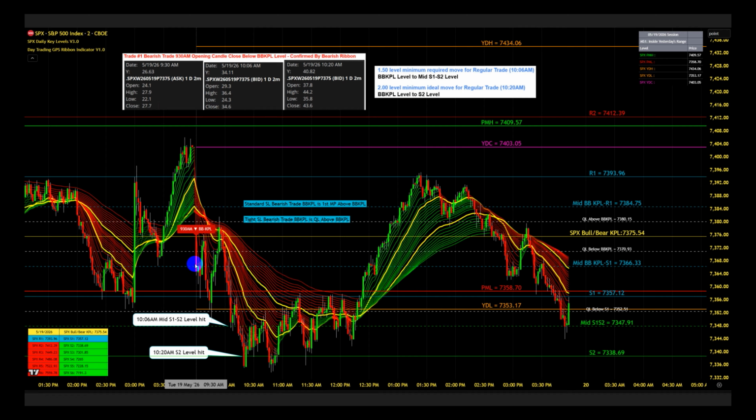Candle close. Now we just don't go off of the candle close by itself. The candle closing below the bull bear key price level is a bearish entry alert. However, we're also requiring confirmation from the ribbon indicator. And in this case, we have confirmation from the ribbon indicator because the ribbon is all red. The ribbon is not multicolored, nor is the ribbon green.